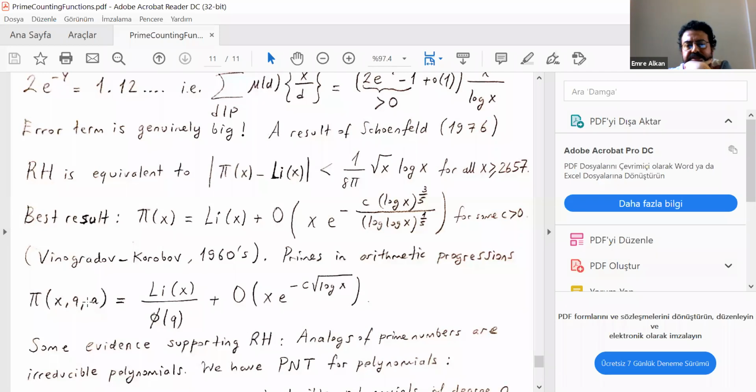The number of primes which are congruent to a modulo q, a and q relatively prime, that are less than or equal to x, are given like this. Of course, you expect Li of x, but divided by the number of congruence classes, which is phi of q, that's Euler's function. So the primes are equally distributed among the phi of q congruence classes. And there is this, again, classical error term here. So that's a result that we have on primes in arithmetic progressions.